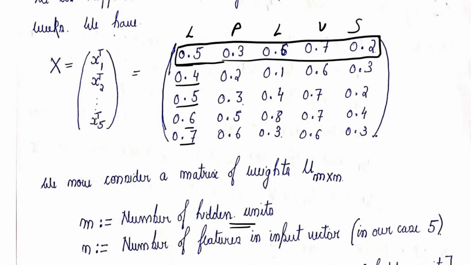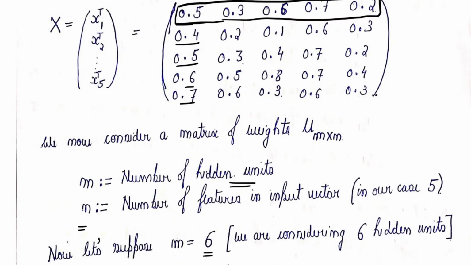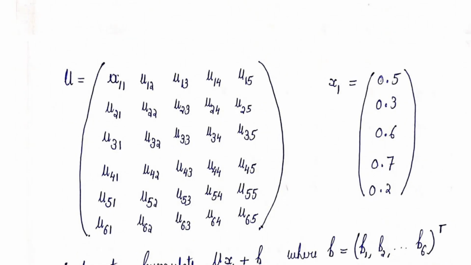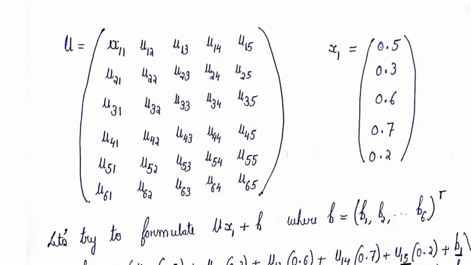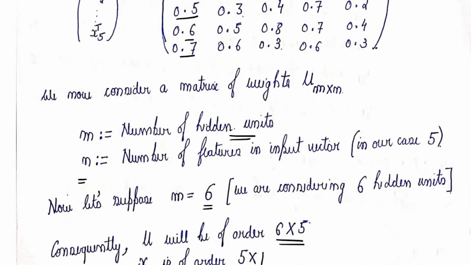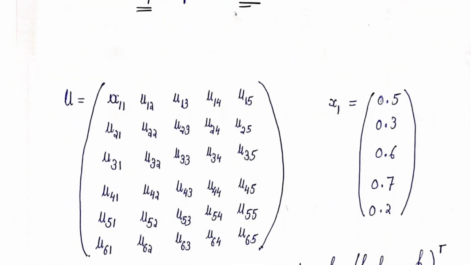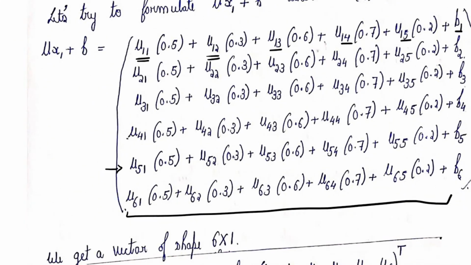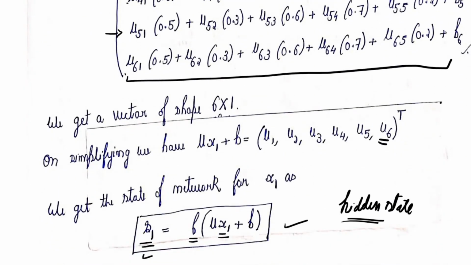Then we set up the number of hidden units as m, which we set as 6 over here. Then we established a matrix U, and we multiplied it with x, or we took just one value x1 corresponding to any particular week. We multiplied it, we got U into x1 plus b, and this kind of resembles the form of a linear regression which we have studied previously, and then we applied an activation function on top of it to get the hidden state.